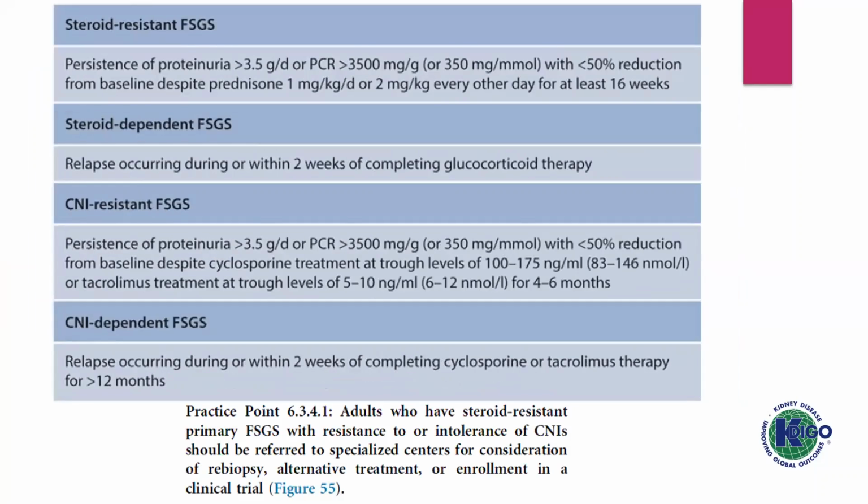And this is steroid resistant, steroid dependent, CNI resistant, and CNI dependent. You'll see here in the steroid resistant, less than 50% reduction for at least 16 weeks. Steroid dependent, relapse occurring during or within 2 weeks of completing the glucocorticoid therapy. CNI resistant, below 50% reduction for 4 to 6 months. And CNI dependent, relapse occurring during or within 2 weeks of completing cyclosporin or tacrolimus therapy.